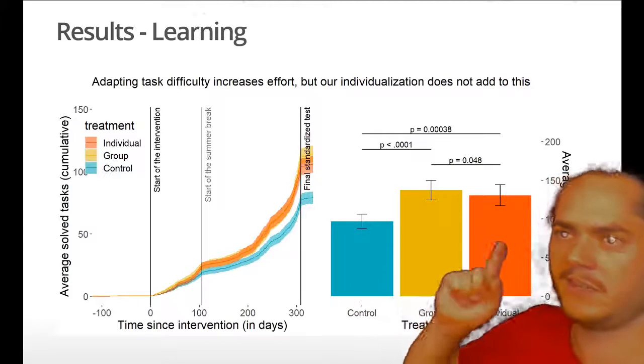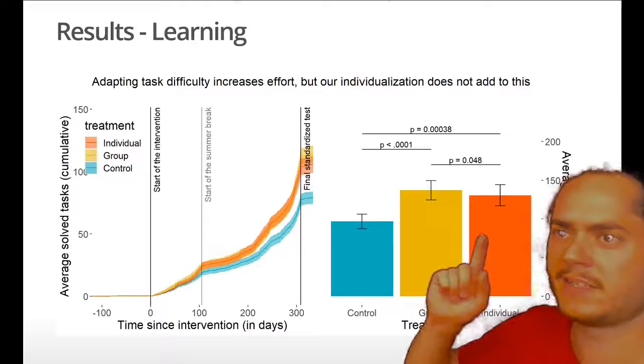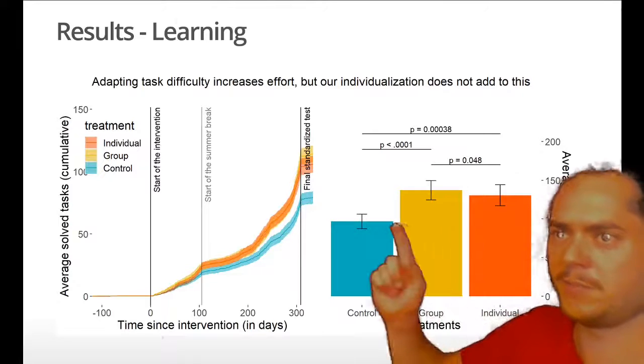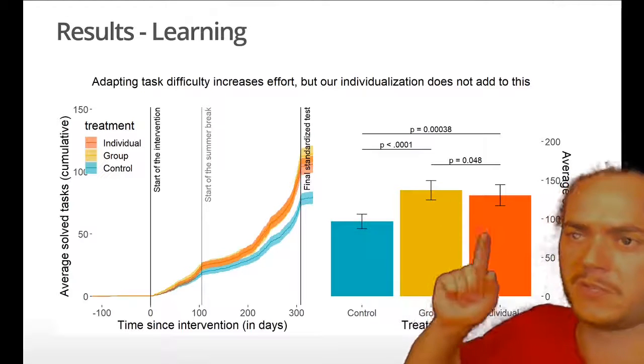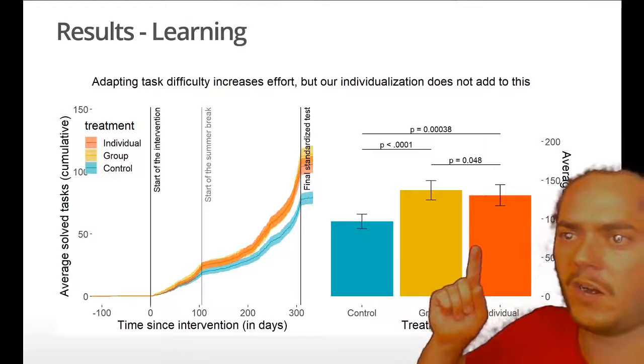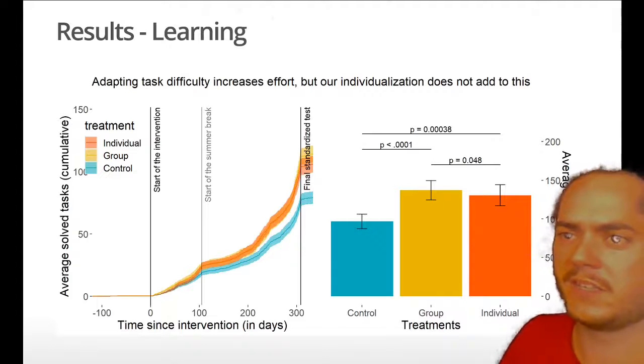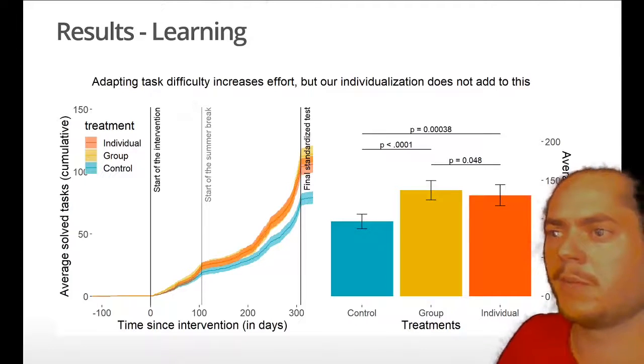However, we do not find differences that stem from individualization. So both the learners that just receive the optimal difficulty distribution and those that on top receive individualization perform as good.